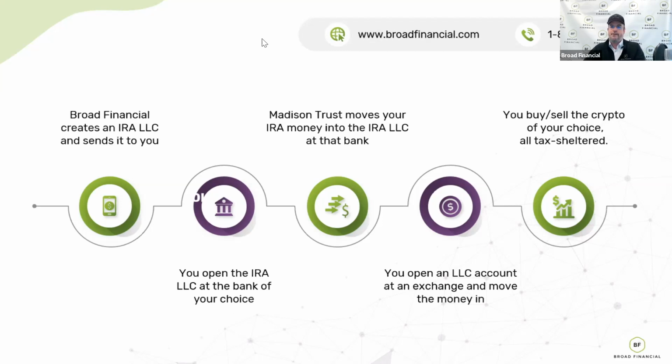There are a number of exchanges that do these. And last but not least, buy and sell your crypto of your choice, all tax sheltered. Again, tax sheltered can mean 2 things.